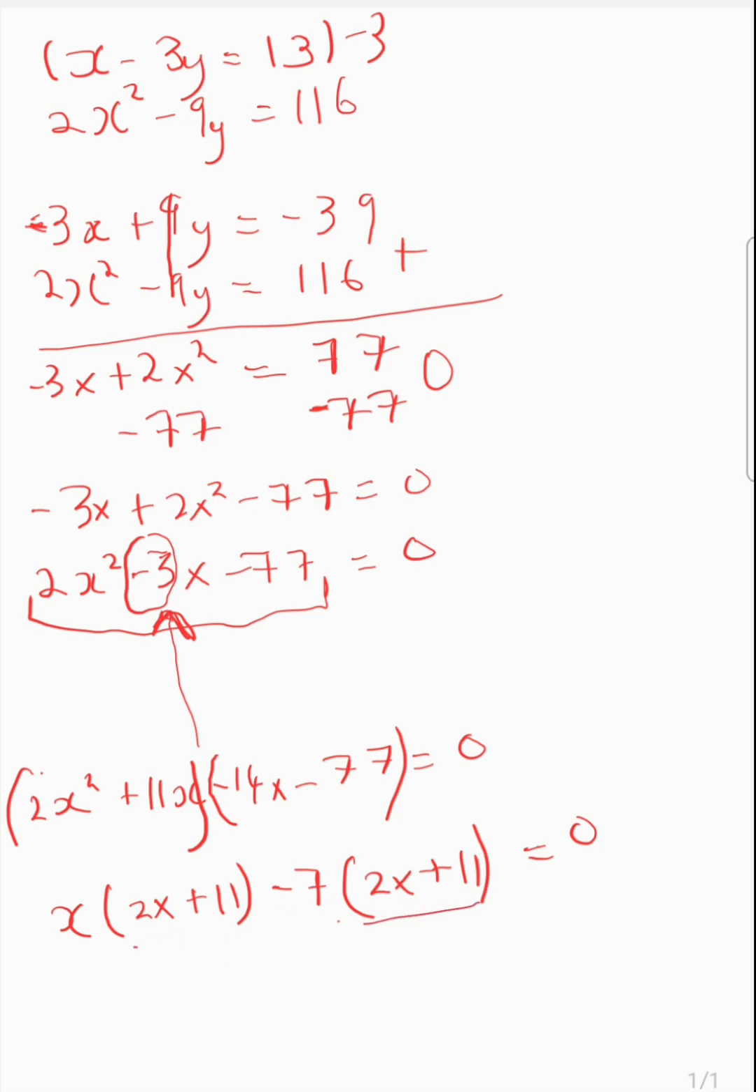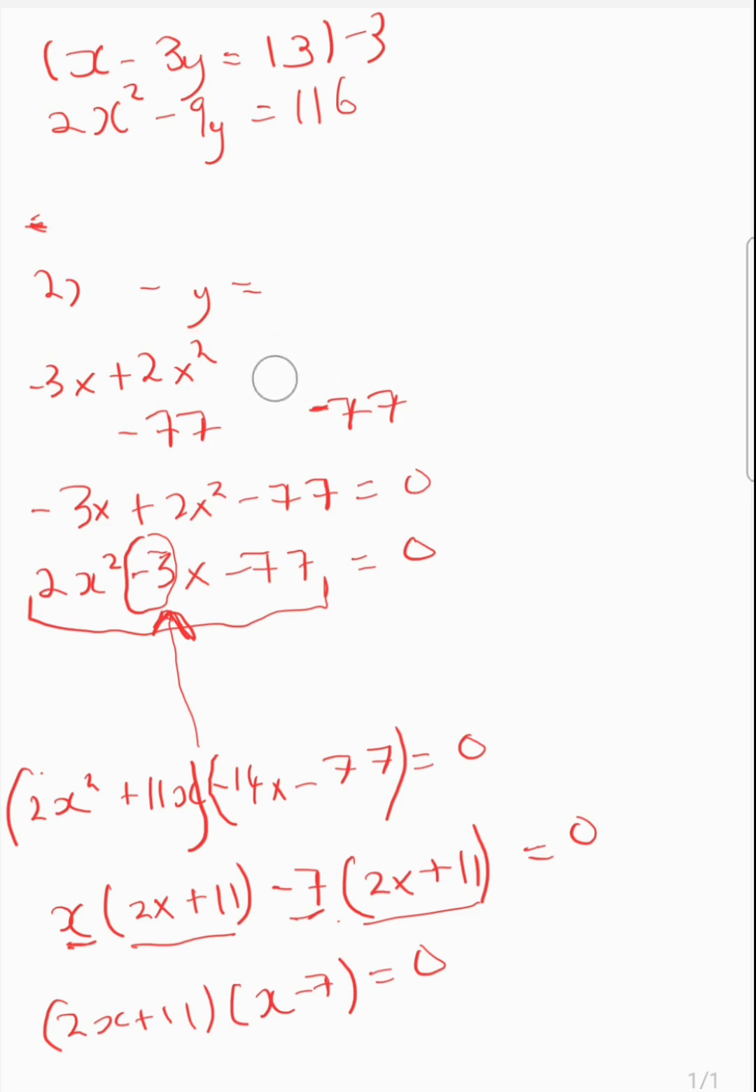We see that these ones are the same, so we just take one of them, which is 2x plus 11. Then we take this and this one and put them together, and we have x minus 7, equals 0. Okay, so now that we are here, let's clear this space here.